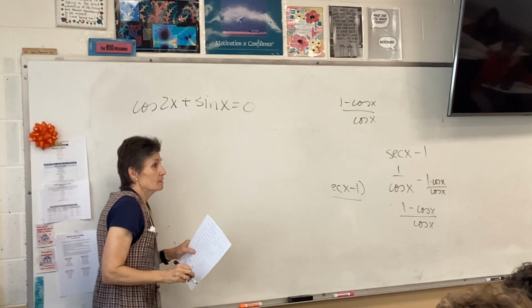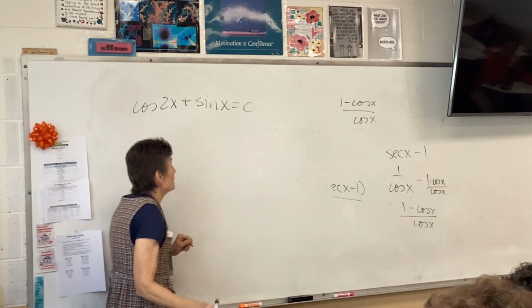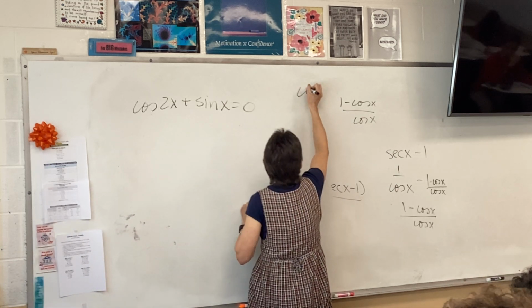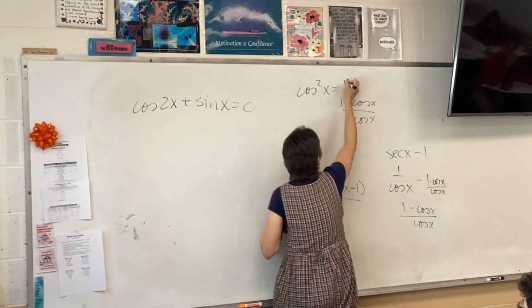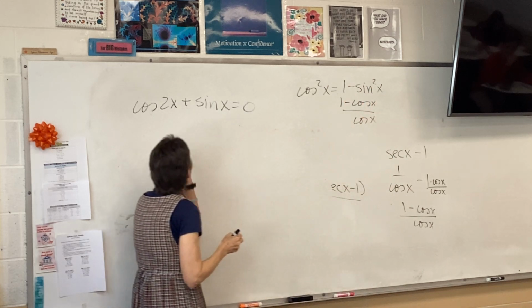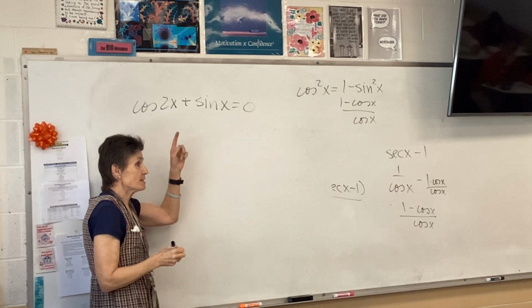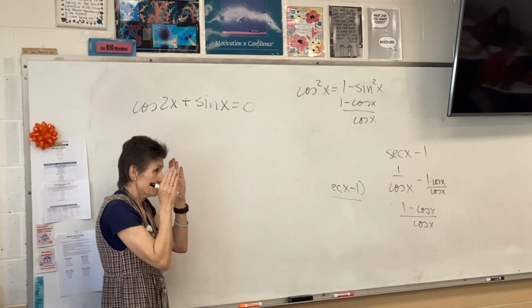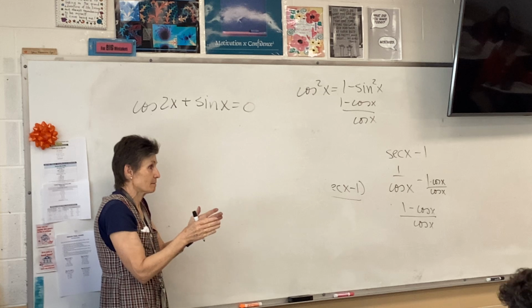1 minus sine squared. Be careful. Cosine squared is 1 minus sine squared. But this is not cosine squared. This is cosine double x, 2x. You see the difference?